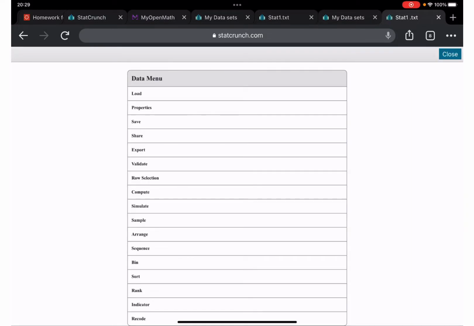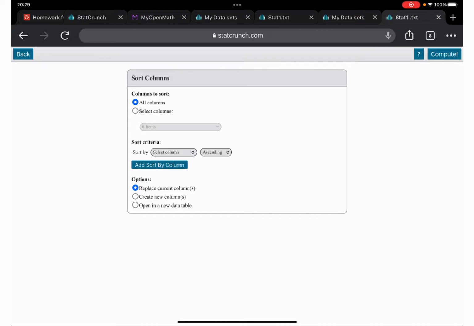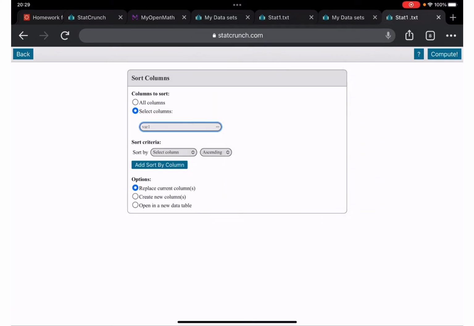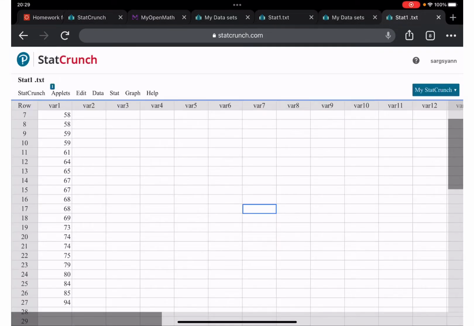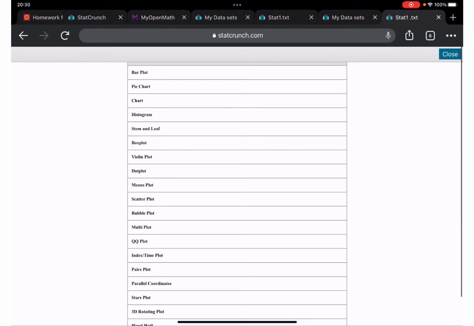Data, here it is, sort. Okay, selecting the column, we are sorting the column variable one, okay. Variable one, ascending order, we're good. Replacing, okay. There we go. And from here, clicking graph, stem and leaf, here it is.